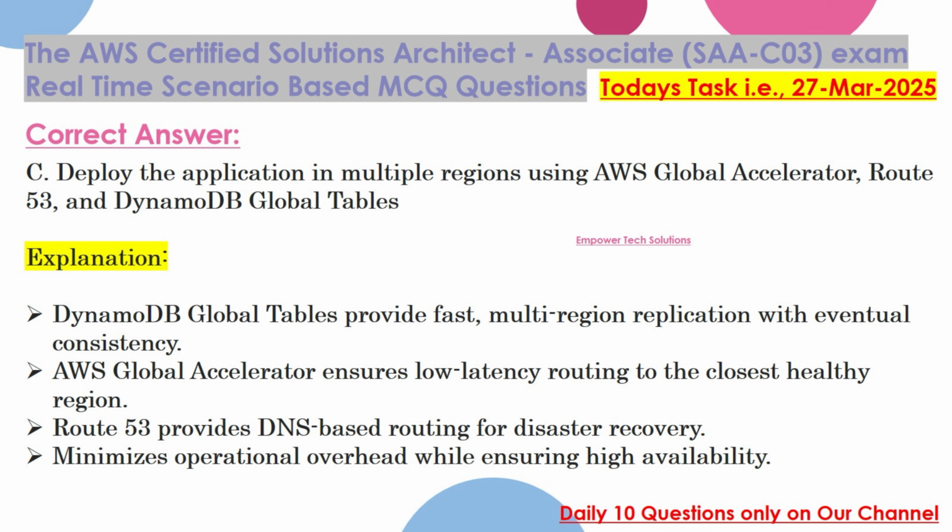Explanation. DynamoDB Global Tables provide fast, multi-region replication with eventual consistency. AWS Global Accelerator ensures low-latency routing to the closest healthy region. Route 53 provides DNS-based routing for disaster recovery. Minimizes operational overhead while ensuring high availability.